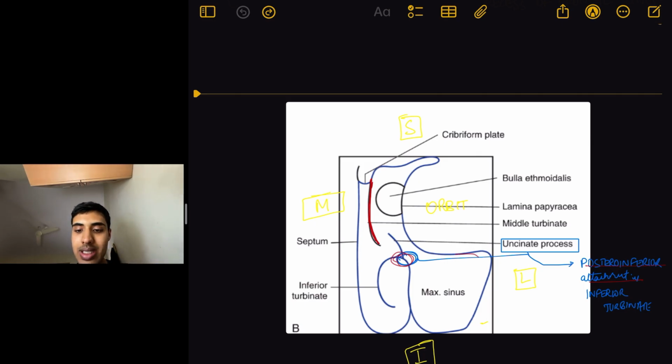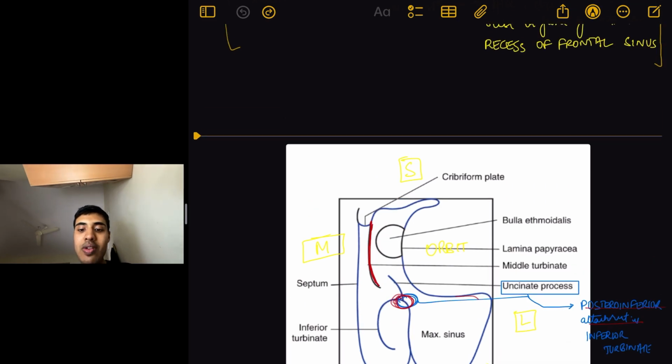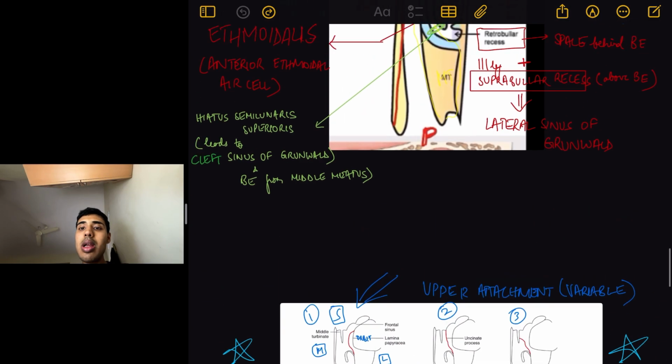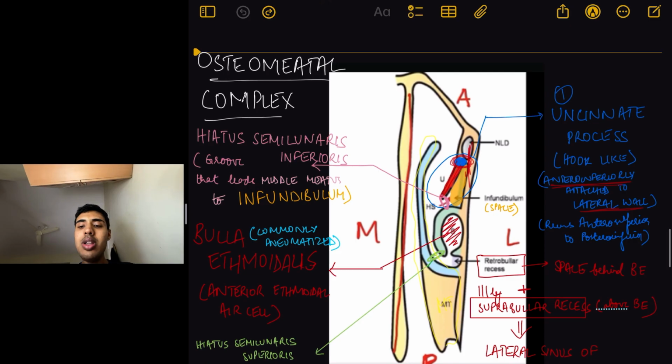You have the maxillary sinus in the cheek opening into the nasal cavity. Then down you have the inferior turbinate. Posterior-inferiorly the uncinate process is attached to the inferior turbinate, and antero-inferiorly it is attached to the lateral wall of the nasal cavity. This is the lateral wall of the nasal cavity, this is the septum, right?